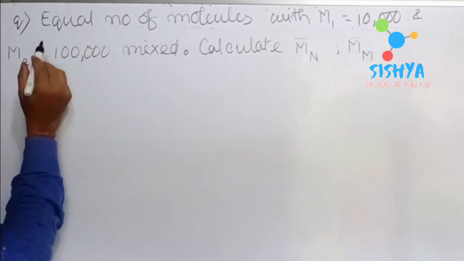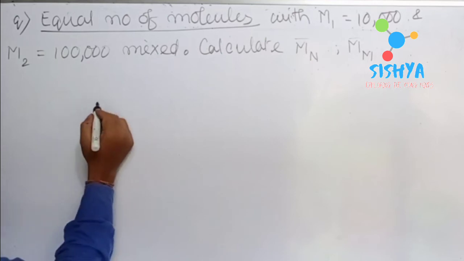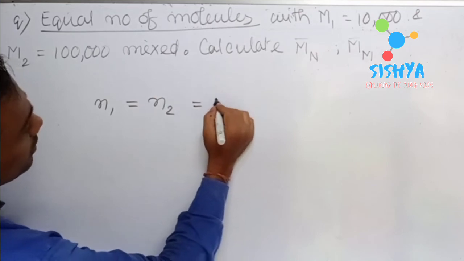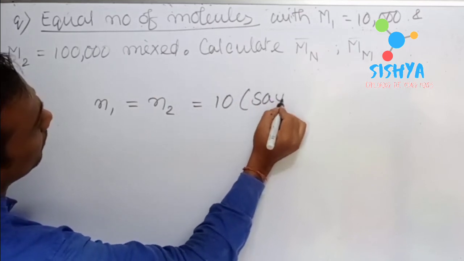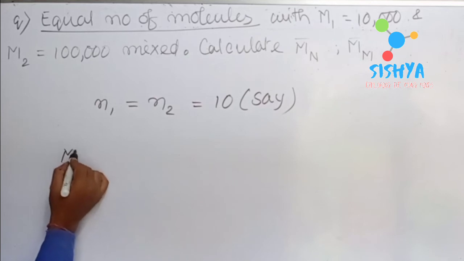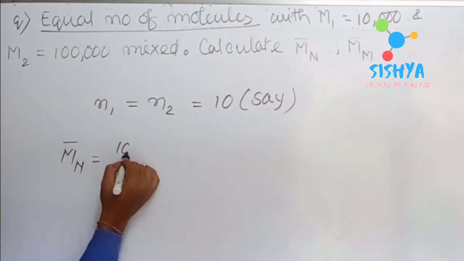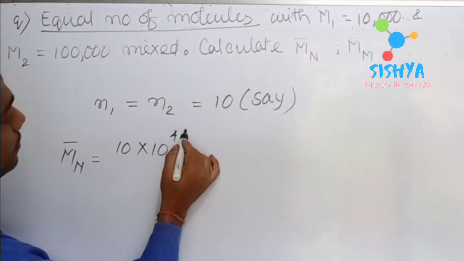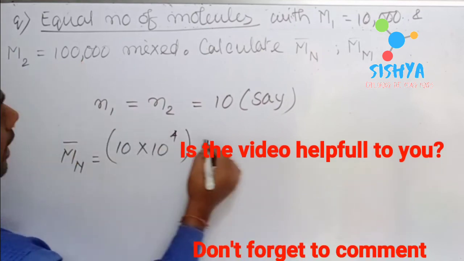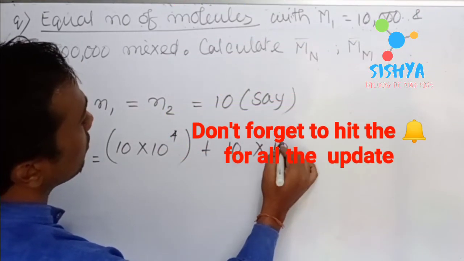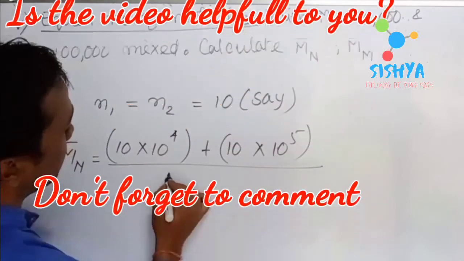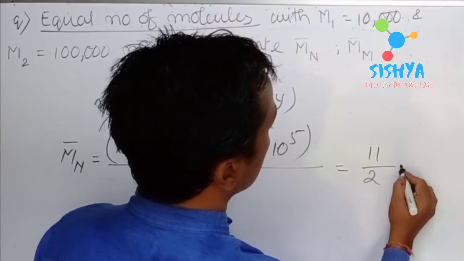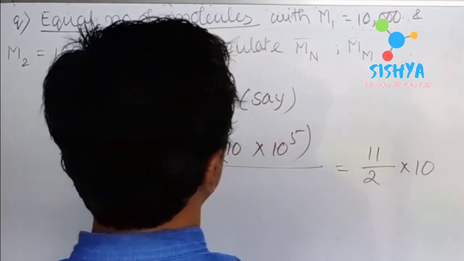For such types of questions, since it is an equal number of molecules, N1 and N2 are equal, and for the present purpose I just consider it as 10. Then M bar will be 10 into 10 to the power 4, plus N2, that is 10 into 10 to the power 5, divided by 10 plus 10. So ultimately it will be 11 by 2 into 10 to the power 4.